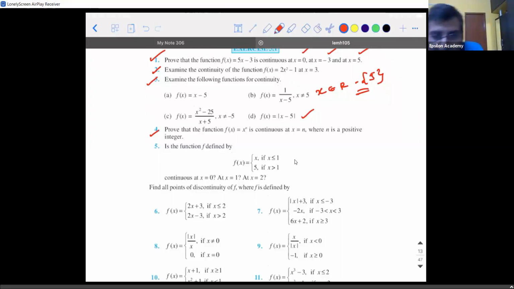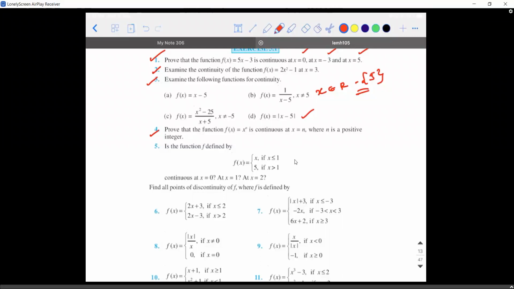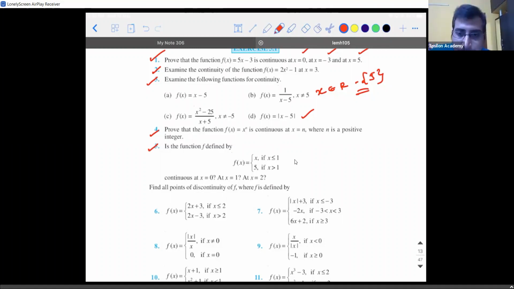F of x is equal to x power n. Again, it's a polynomial function. X is equal to n. It is an integer. So is it going to be continuous? Yes, sir. Good job. N is a positive integer. So it is going to be continuous at that point. N power n.